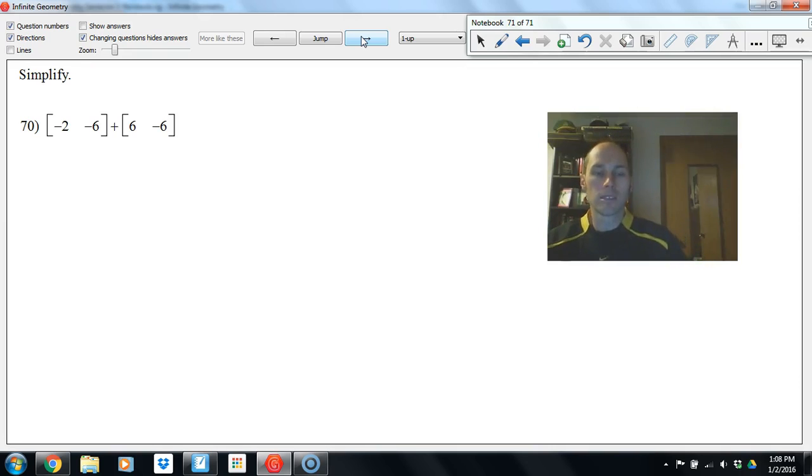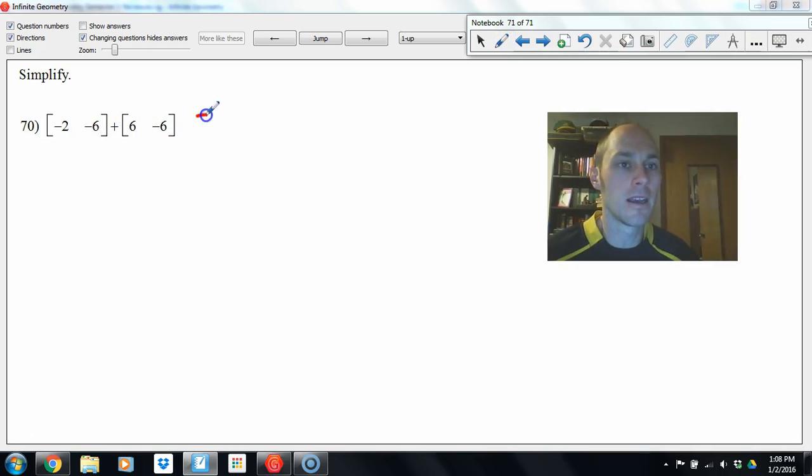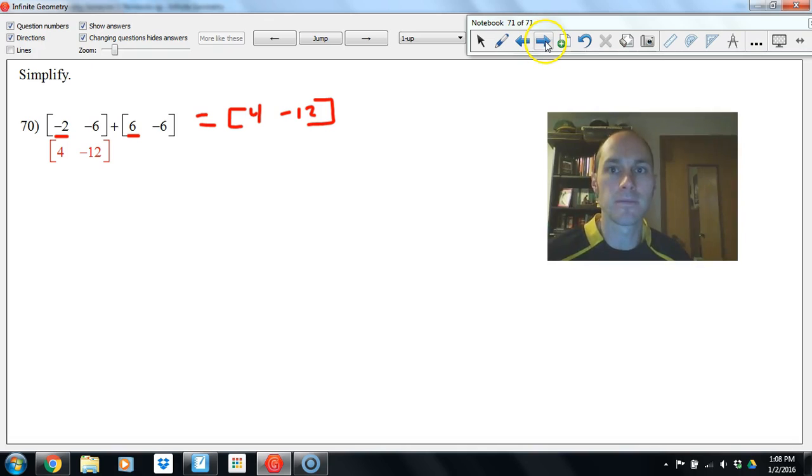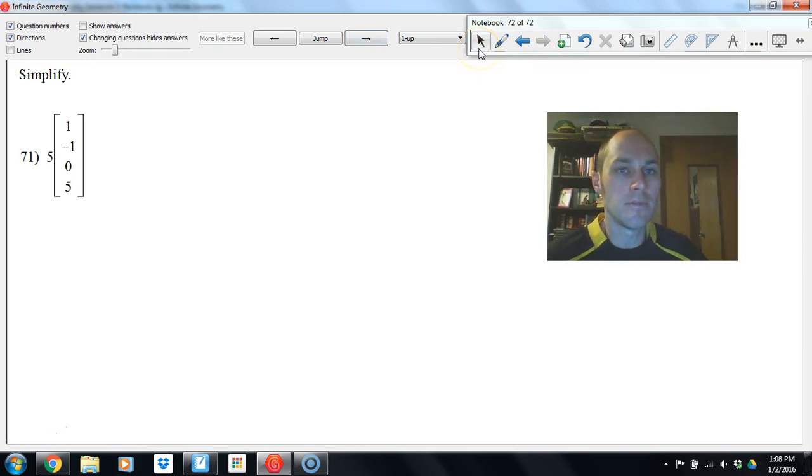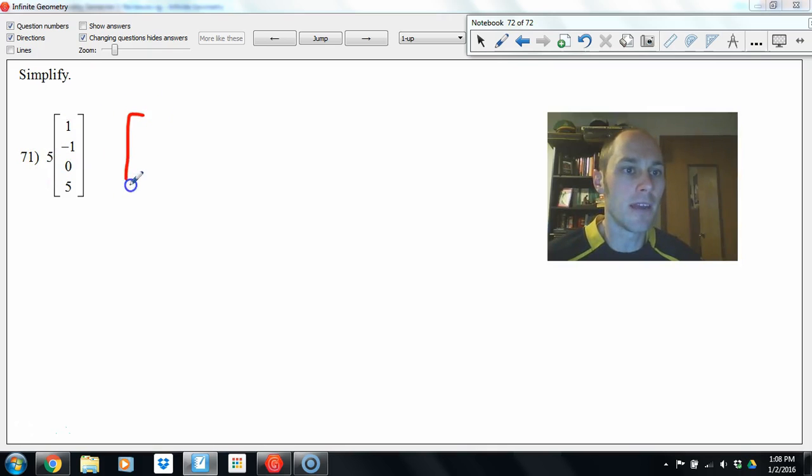Finally, we'll wrap up with some review on matrices and using transformations with matrices. So just a quick overview: when we're adding matrices, we just add the corresponding parts. So negative 2 plus 6 is 4. Negative 6 plus negative 6 is negative 12. So matrices will be the same size in that case. When we dilate, we have a scale factor of 5. So we just multiply everything in the matrix by 5. So 5, negative 5, 0, and 25.